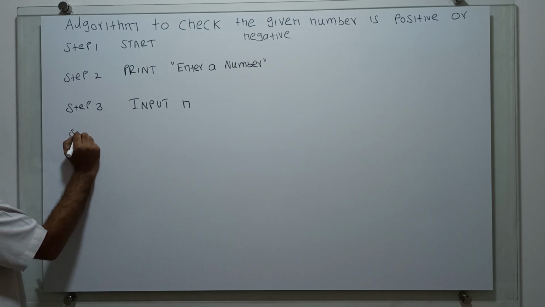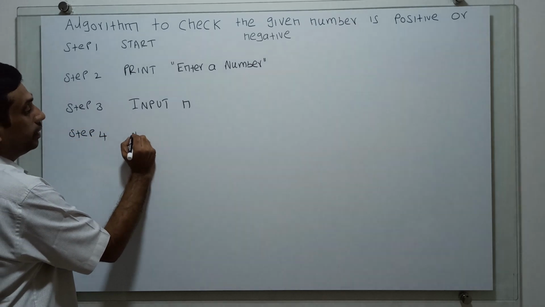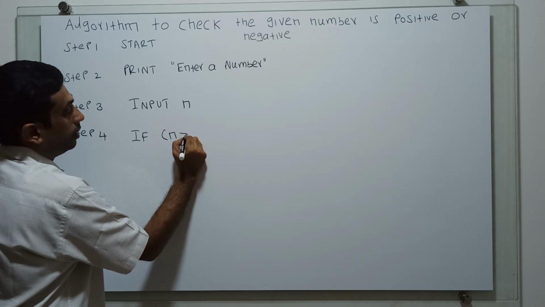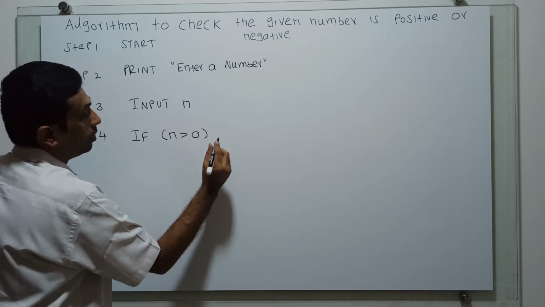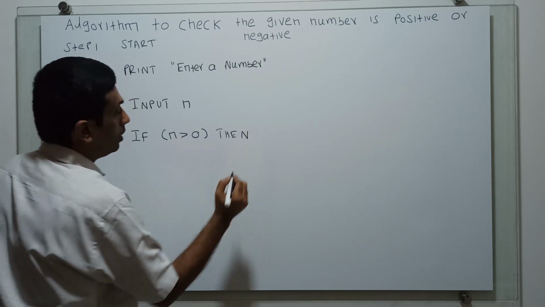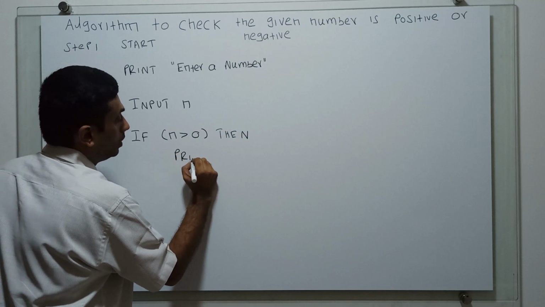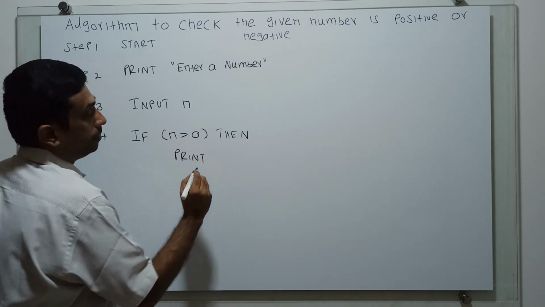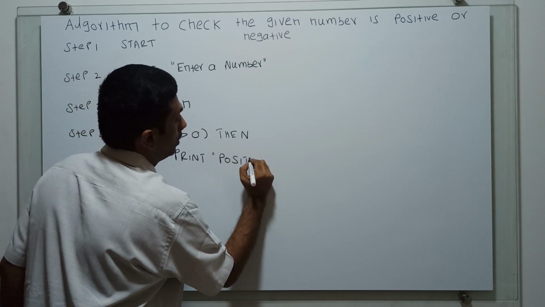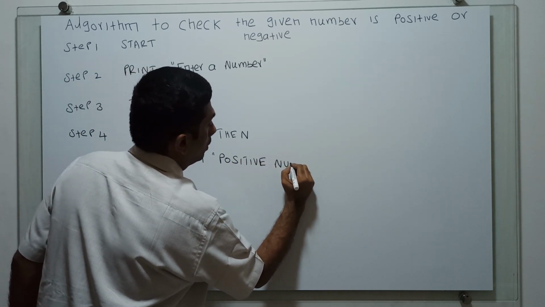Step 4, I am comparing: if n greater than 0, then print positive number.